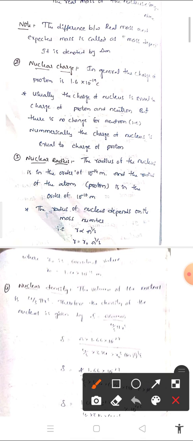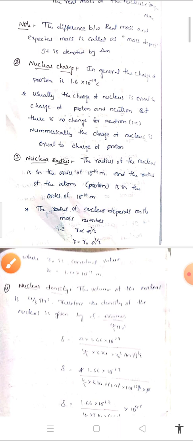The radius of the nucleus is in the order of 10 to the power of minus 15 meters, and the radius of the atom is in the order of 10 to the power of minus 10 meters. So this is the order given by scientists. That is a standard order. You have to remember it like that only. And next, coming to the radius of the nucleus.